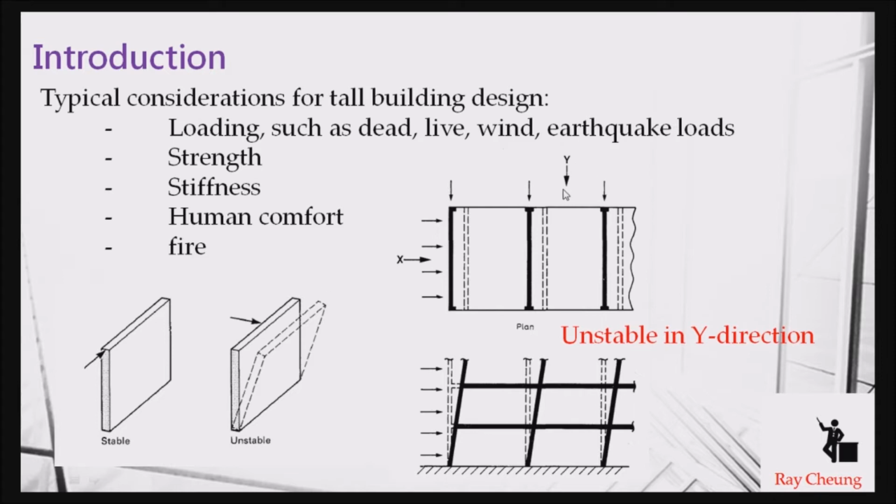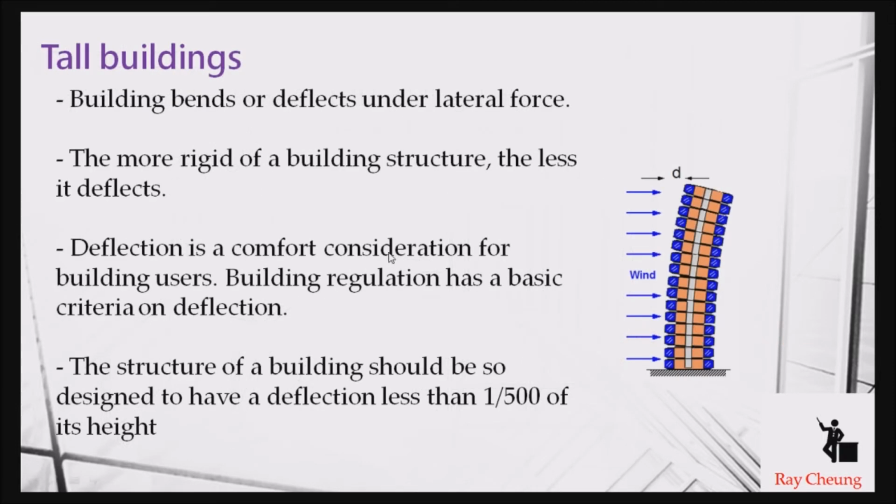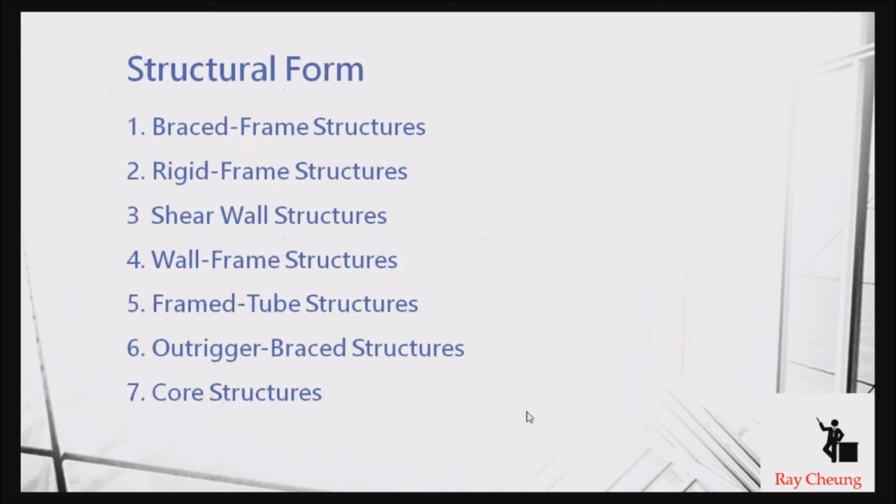That means you can consider this y direction is very good, but the x direction is not good. That's why there's a typo error in here. And then you need to understand, the more rigid the building, the less deflection. That means the building is very stiff and very strong. Normally we control the deflection to 1 to 500. And I will introduce some forms for you.